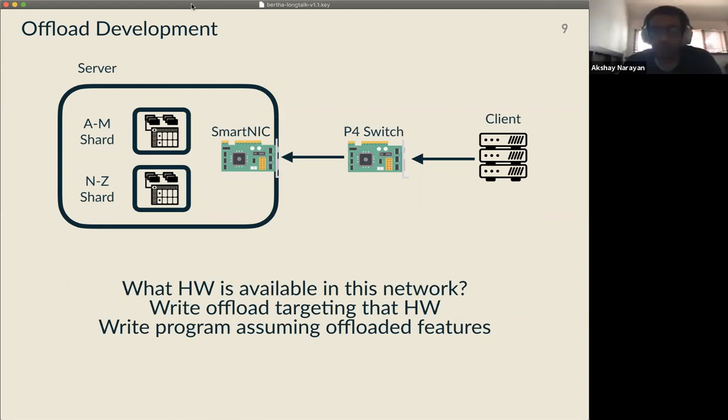We then have to write an offload implementation of the appropriate slice of application functionality that works with our idea of what the rest of the application will be doing. We finally then have to write the rest of our application in a way that assumes the presence of the offload that we just wrote.